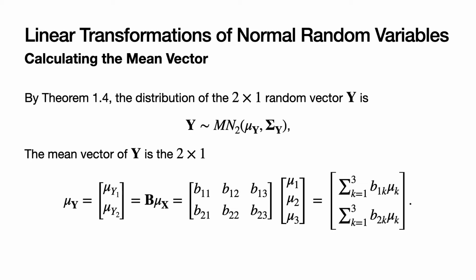So mu sub y is equal to the linear transformation matrix times the mean vector of x. And so when we carry out that calculation, we see that the entries in that mean vector are the same linear transformations applied to the entries in the mean vector of x.